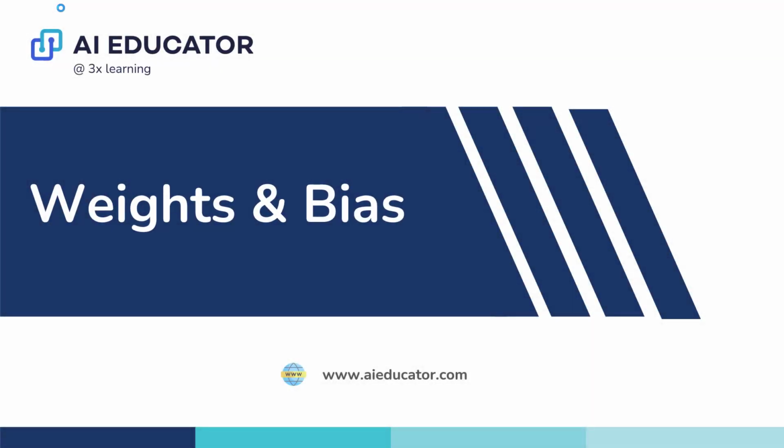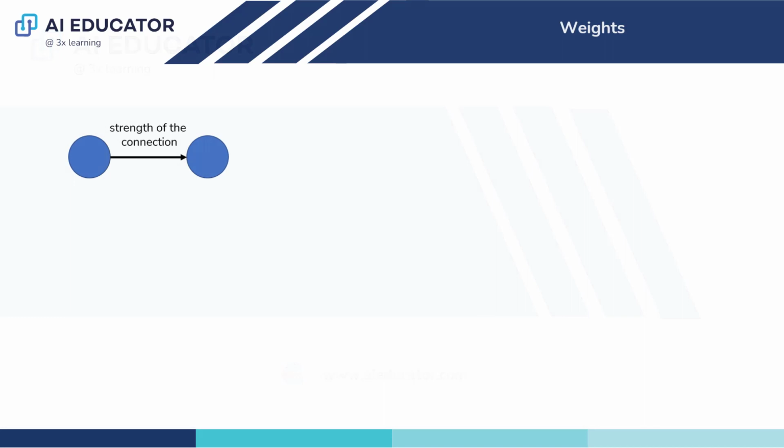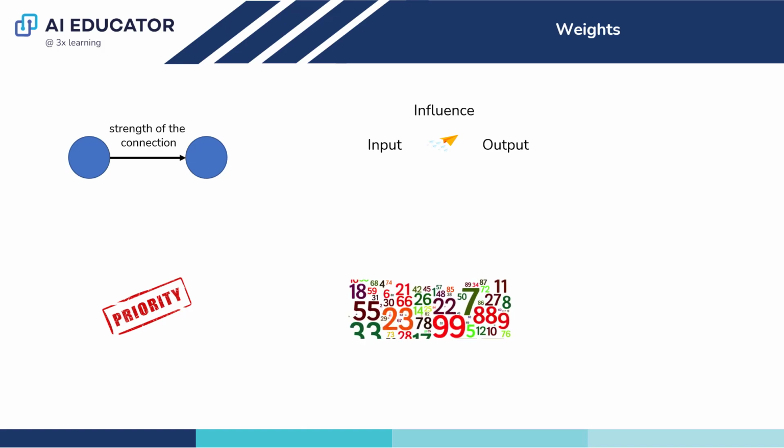In this video, let us learn about weights and bias. Weights will define the strength of connection between the two neurons. In other words, a weight decides how much influence the input will have on the output. Weights can also be defined as the priority of the connection. Weights are random integers assigned to a connection where the range of weights will be the range of the activation function used in that layer. Let me give you a small example so that you can understand it better.